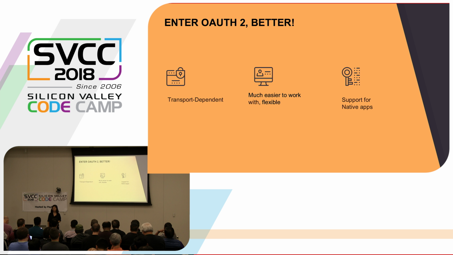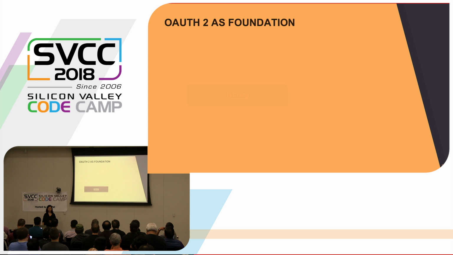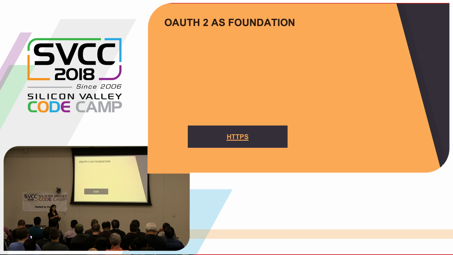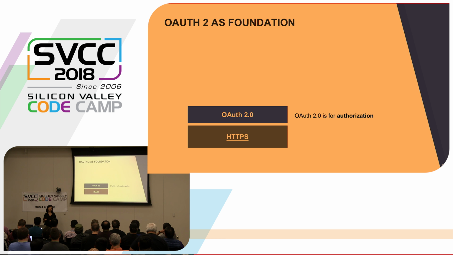So let's dive deeper and see what OAuth 2 looks like. We already covered that HTTPS is the base, right? It transfers data, and that's what OAuth 2 uses. I also want to mention that after this, when I say OAuth, I'm referring to OAuth 2. The other thing that they did was that they added OAuth on top of HTTPS. OAuth is also for authorization. We are going to cover what that is.